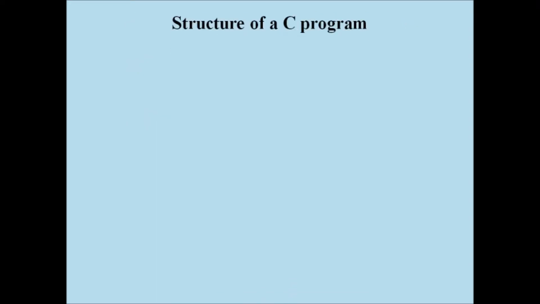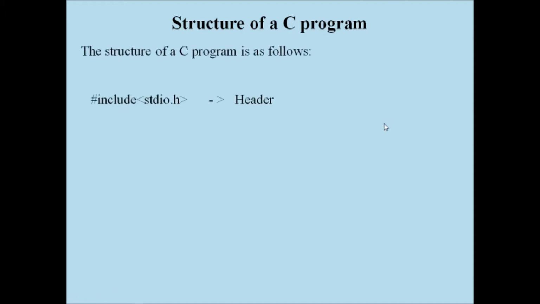And next we will see the structure of a C program. How is the structure of a C program? You know the structure already. Anyway, again I am explaining here. The C program should first have the header file statement, that is #include <stdio.h>. This statement is called the header file statement. All C programs should have the header file as the first line.